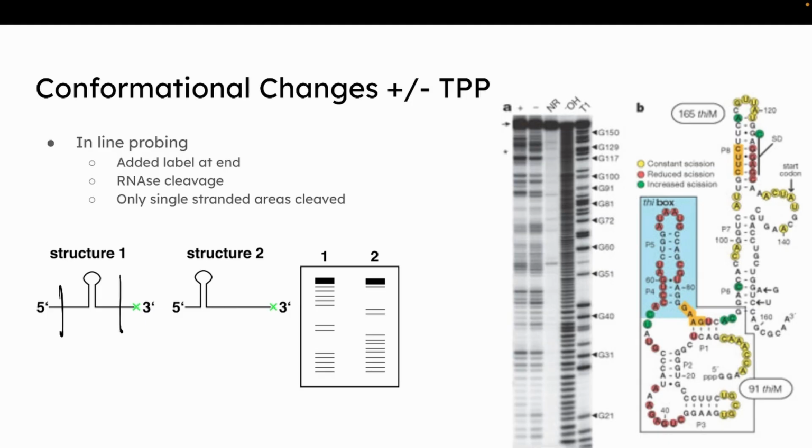Maybe it'll cleave here, and basically, if we have two different structures and you run this experiment and run it on a gel at the end, you'll see this pattern. Let's take a look at structure 2 specifically. Of course, we have our intact RNA, right? That should make a lot of sense. That's a very thick band.